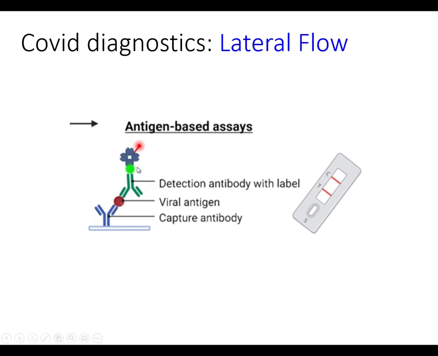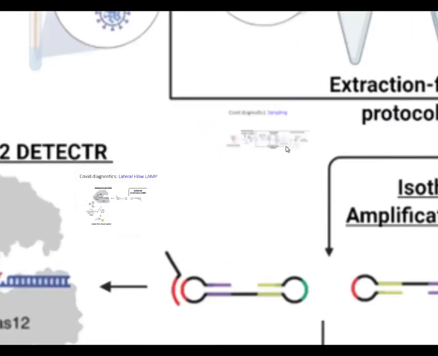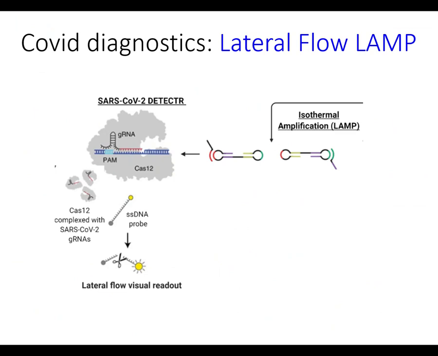This will stick to another part of the antigen, and it will give us a signal. These are often a gold nanoparticle, which allows you to see whether you've got something bound or not on the assay.